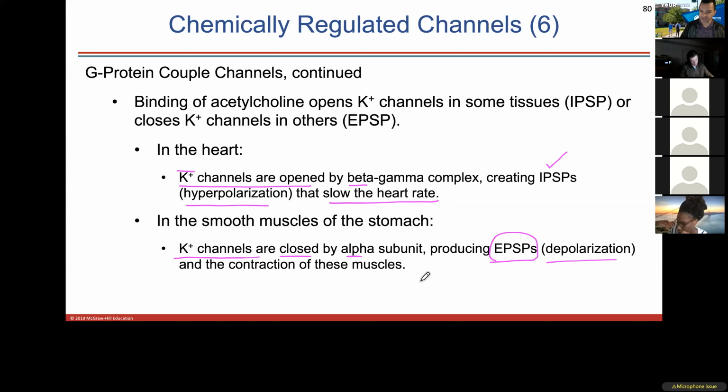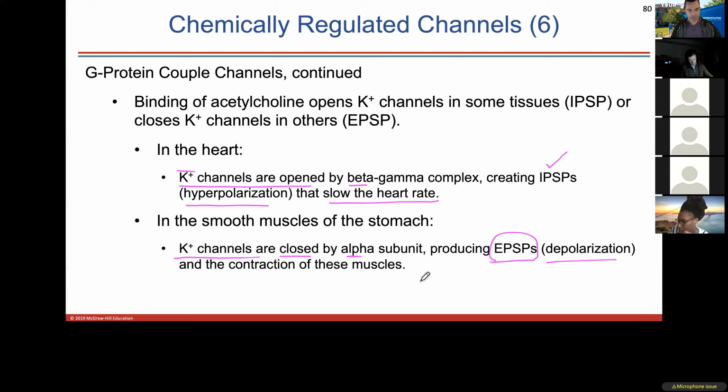So it slows down the heart, turns on the stomach. And yeah, that makes sense. When you're sitting there eating, you don't want to be sitting there heavy breathing and your heart racing. If that's the case, if you're sitting there eating a sandwich and your heart's racing, you should probably go to the doctor, probably go to the hospital. You should not be happy.